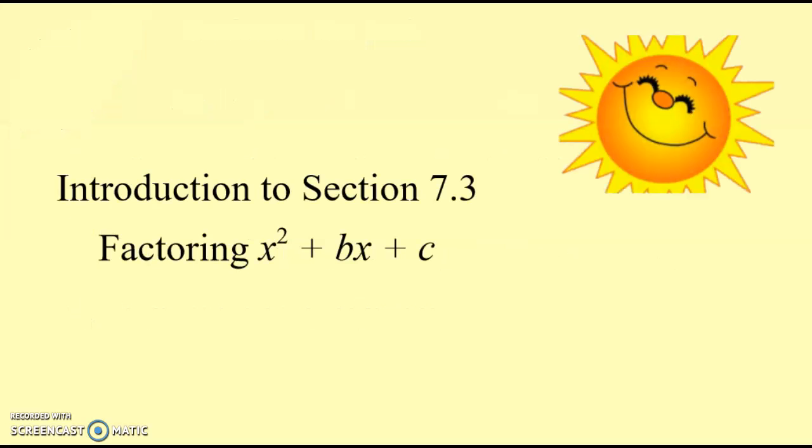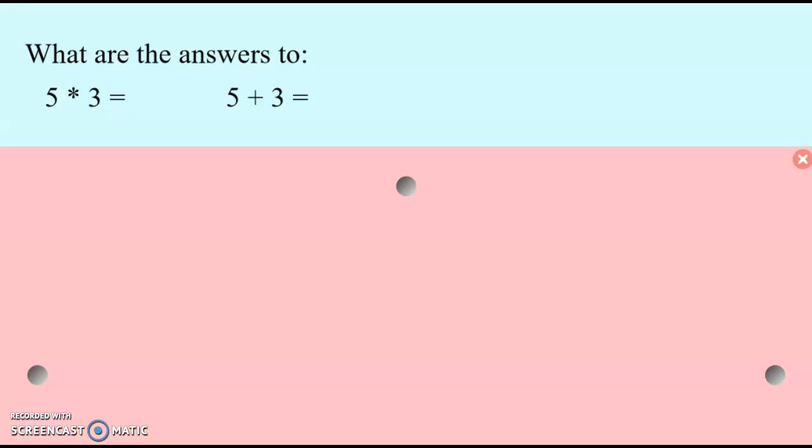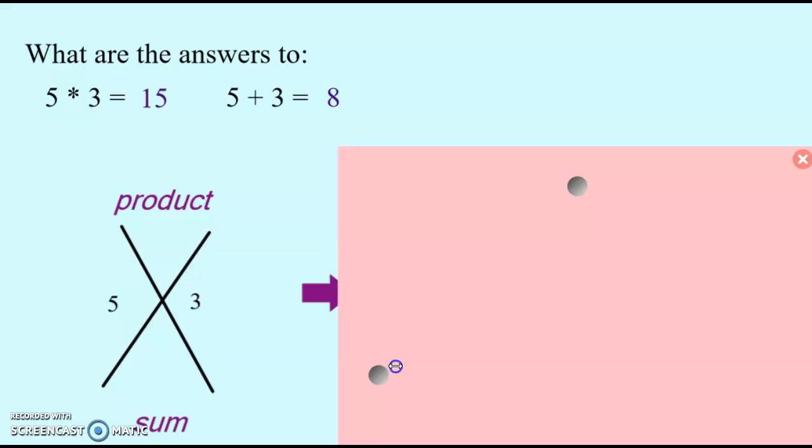Today's lesson is an introduction to section 7.3, which is factoring trinomials. I know that this looks kind of basic, but to get ready for factoring, we're going to do some diamond puzzles. So take a look at these two problems. I know that you already know that 5 times 3 is 15, and that 5 plus 3 is 8. We're going to put them into the diamond puzzle like this.